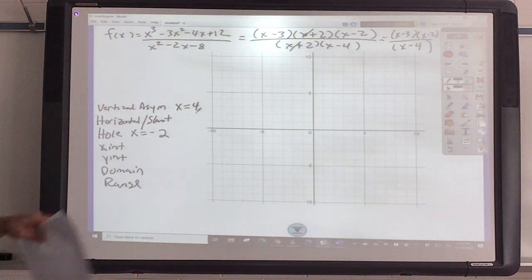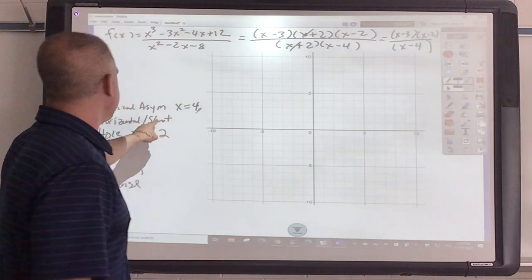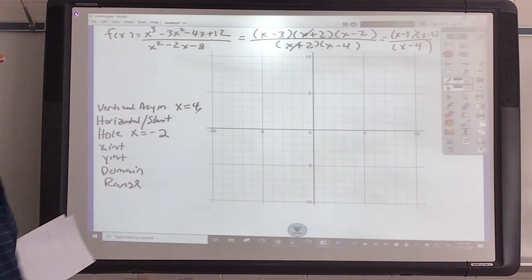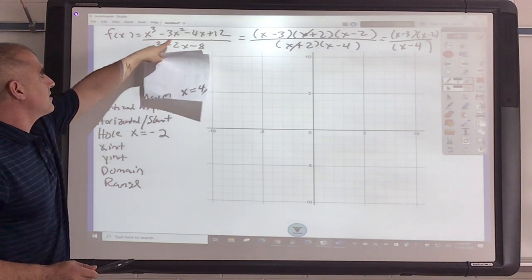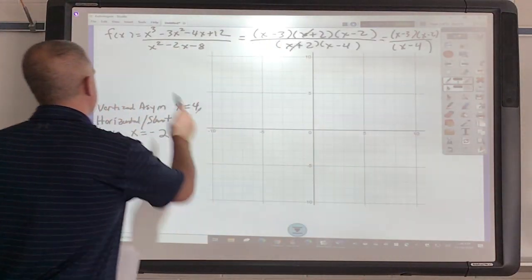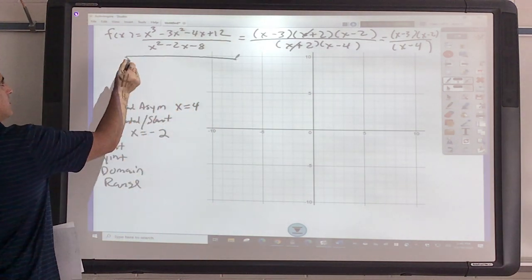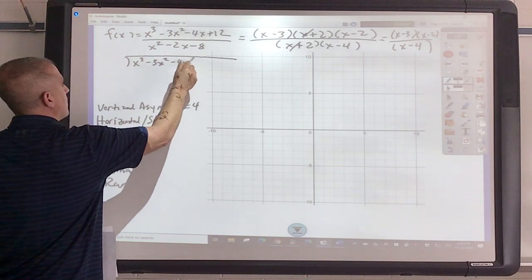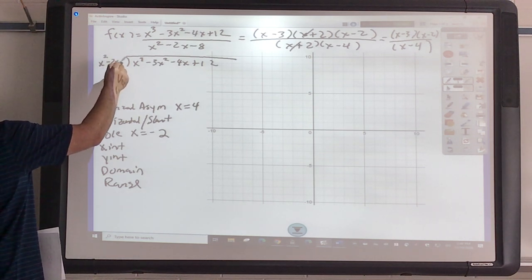We have to decide: do we have a horizontal or a slant? In this case, we have a slant asymptote. How do I know that? I know that because the numerator is bigger than the denominator. So what I'm going to do is long division. I got x cubed minus 3x squared minus 4x plus 12, and I am dividing by x squared minus 2x minus 8.